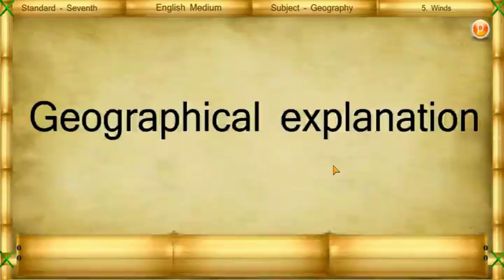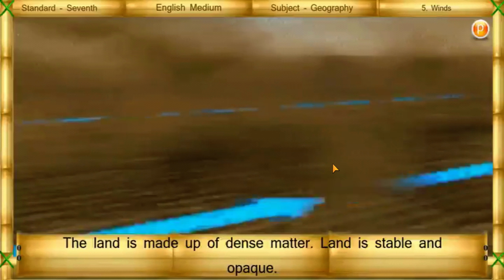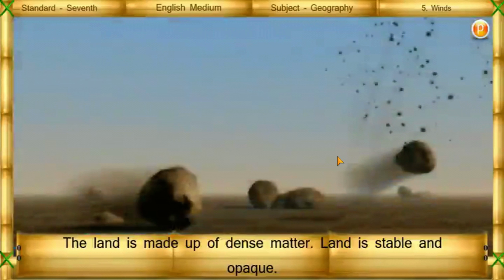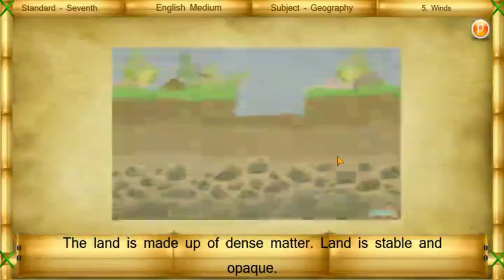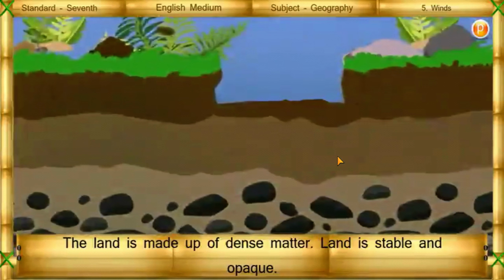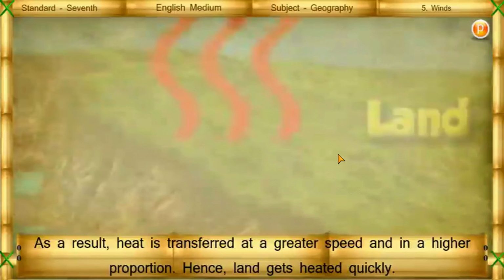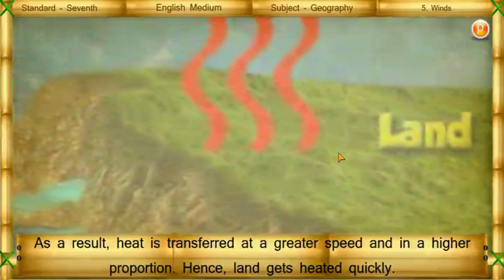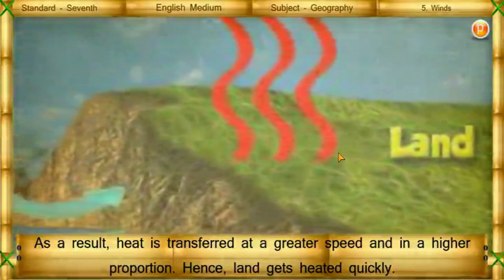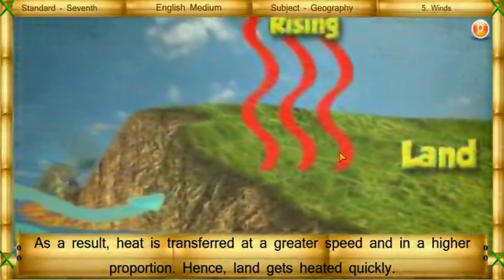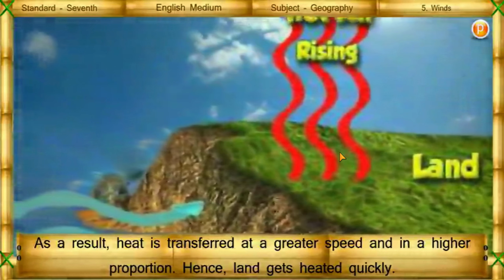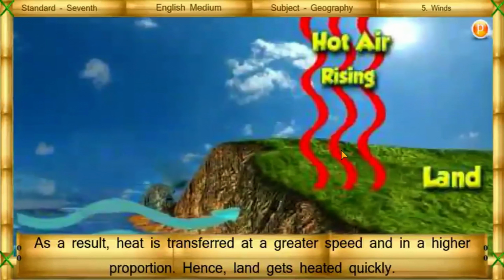Geographical explanation. The land is made up of dense matter. Land is stable and opaque. As a result, heat is transferred at a greater speed and in a higher proportion. Hence, land gets heated quickly.